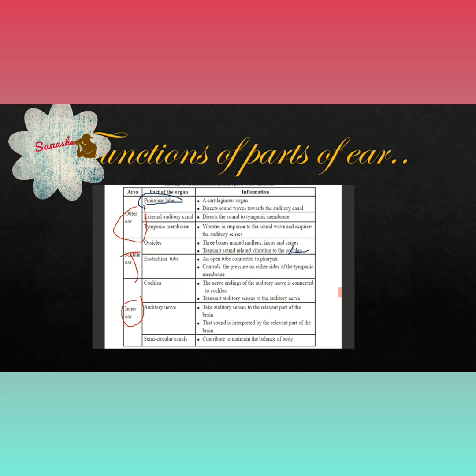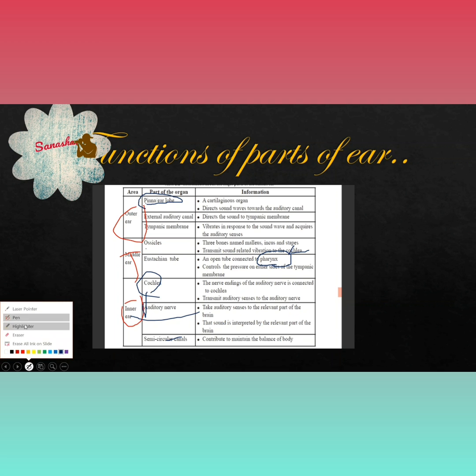So, the eustachian tube, an open tube connected to the pharynx. As I told, it is an open passage to the pharynx and controls the pressure on either side of the tympanic membrane. And in the inner ear, the first one is the cochlea. The nerve endings of the auditory nerve are connected to the cochlea and transmit auditory senses to the auditory nerve. The second part in the inner ear is the auditory nerve. It takes auditory senses to the relevant part of the brain. The sound is interpreted by the relevant part of the brain. And the semicircular canals contribute to maintaining the balance of the body.